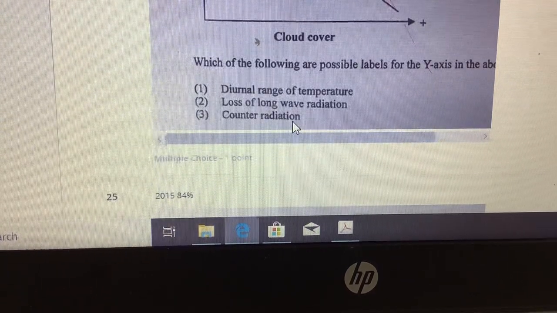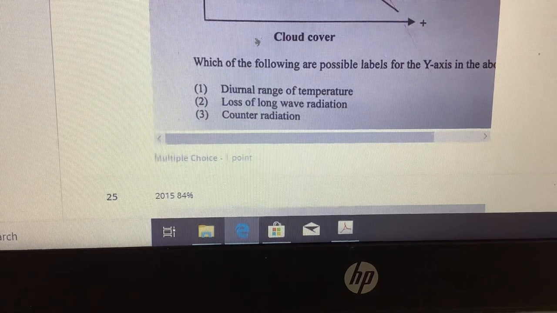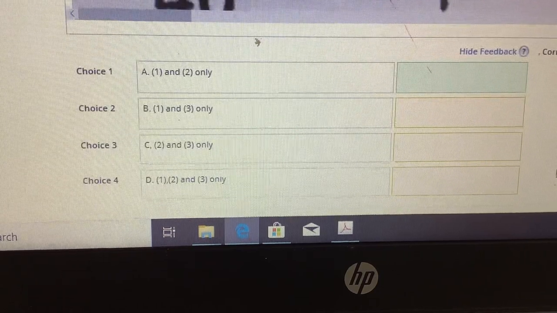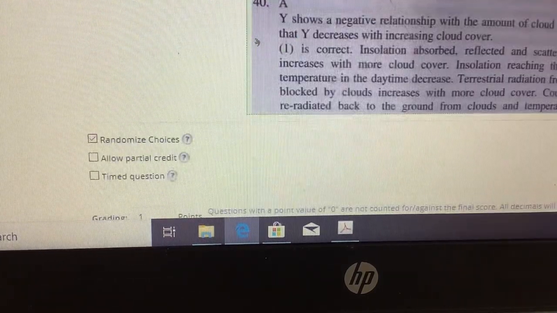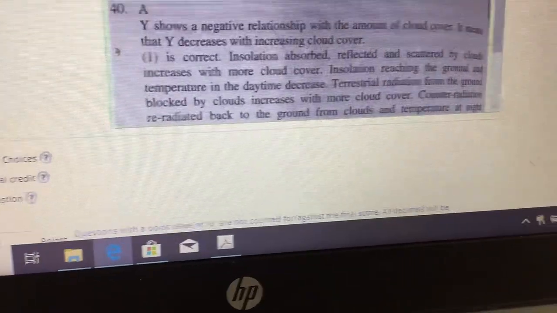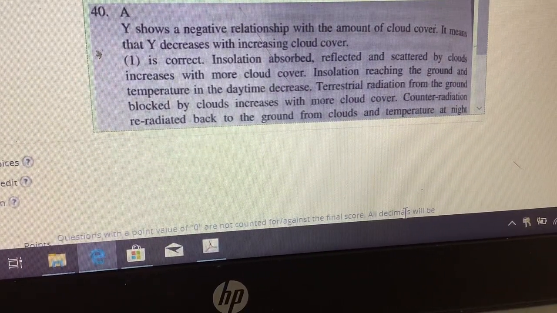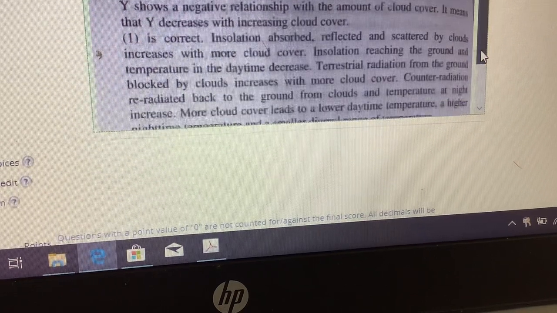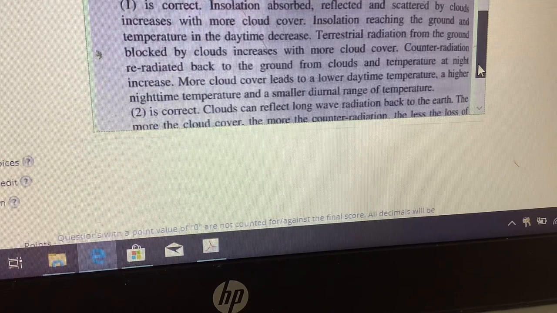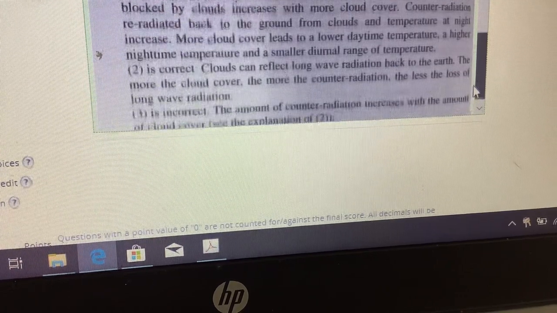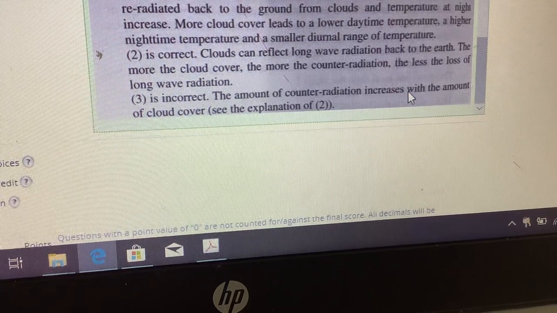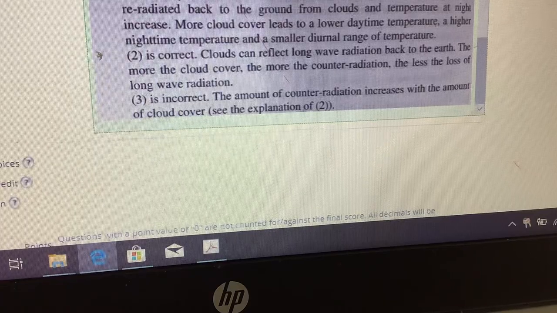And number three, counter radiation, no. This one is not correct, but check out why it's wrong. Counter radiation is radiation back to the ground from clouds, and temperature at night will increase. More cloud cover leads to higher temperature, because the counter radiation increases with the amount of cloud cover.